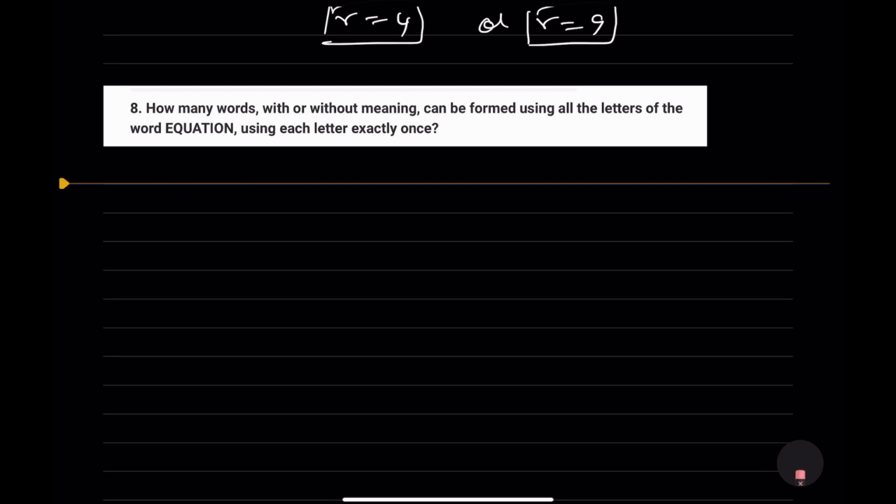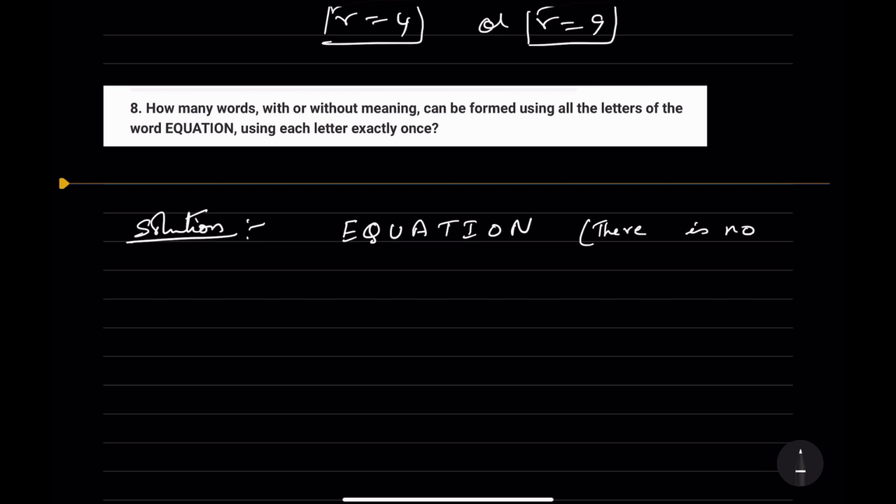How many words with or without meaning can be formed using all the letters of the word EQUATION, using each letter exactly once? So now EQUATION is having how many letters? E, Q, U, A, T, I, O, N. There is no repetition of letters in this word, right?